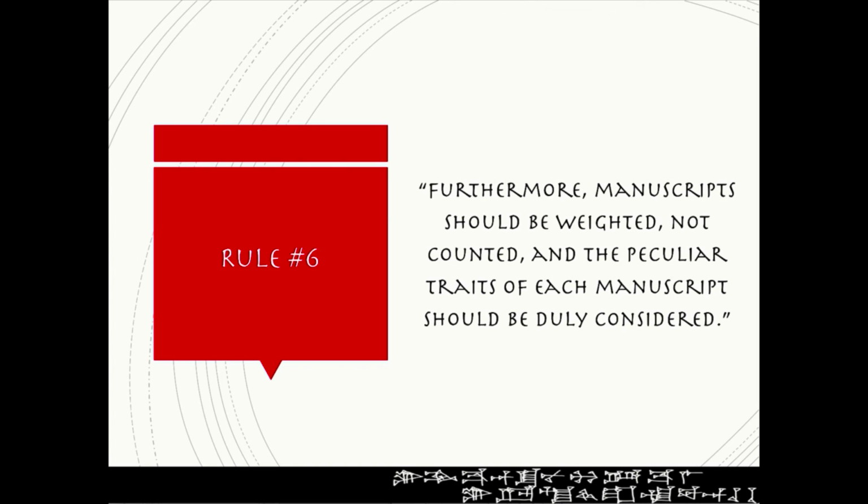Rule 6: Furthermore, manuscripts should be weighted, not counted, and the peculiar traits of each manuscript should be duly considered. This is important because there's a temptation when you do textual criticism to look down in that apparatus and say, well, I've got 4 on this side and 7 on that side, so it must be the one that's on 7. You can't do that. They need to be weighted.